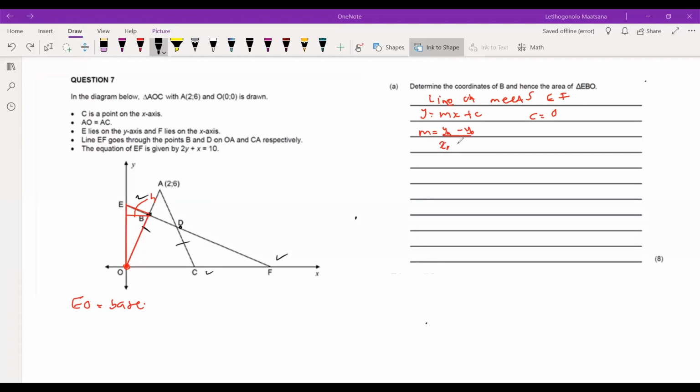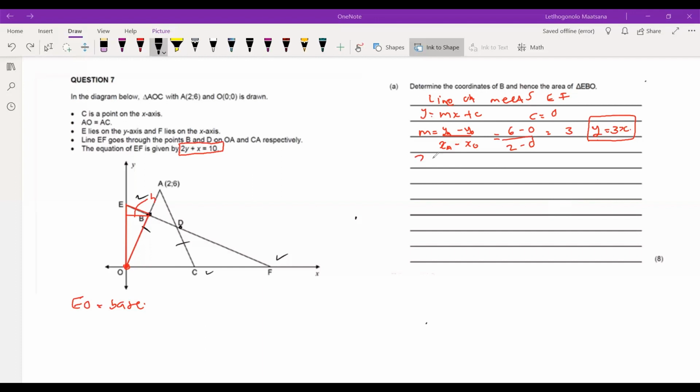XA minus XO. The value is 6 minus 0 over 2 minus 0, giving us 3, and therefore our equation is y = 3x. Now we can go ahead and substitute this equation into that equation in order for us to solve for the x value of B.